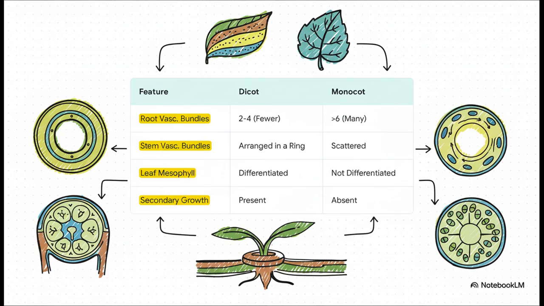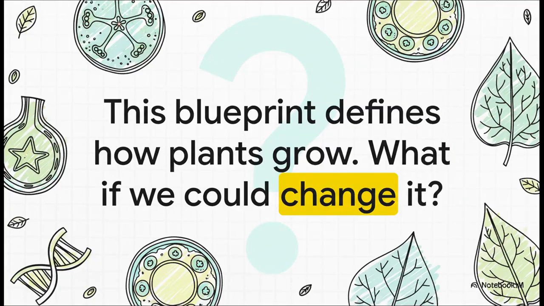In the roots, you have the solid core versus that big ring. In the stems, it's the organized ring versus the scattered mess. And in the leaves, a super specialized factory versus a more general-purpose one. At the end of the day, these tiny internal differences control the plant's entire life, including whether it can even get bigger over time. So everything from how a massive tree stays standing to how a simple blade of grass bends in the wind, it all comes back to this internal architecture.